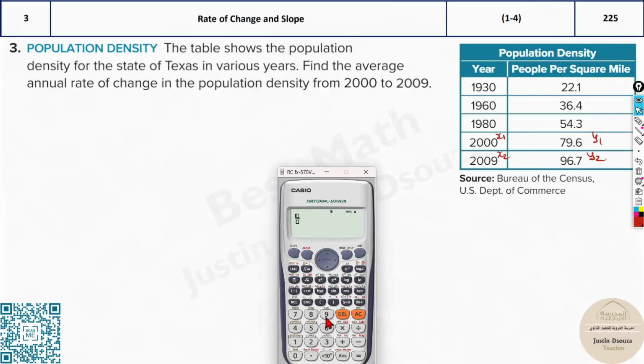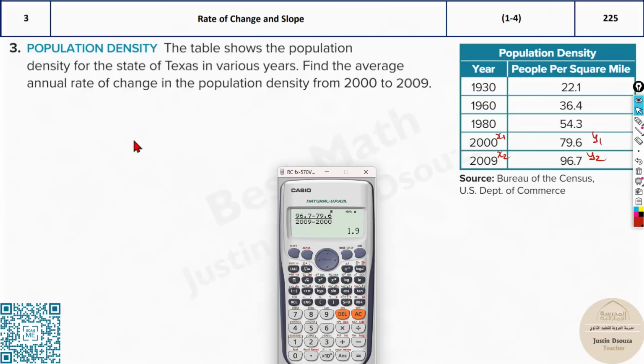You just have to do y2, that is 96.7 minus 79.6, divided by 2009. Now you can consider this to be 9 minus 0, or you can do 2009 as well. They have not told us anything. Minus 2000, it's basically 9. You can just see how much the difference in the years is. You don't need to type 2000, 2009 and all. You can easily count 0 to 9. It's 9 years. Now it will be 9.